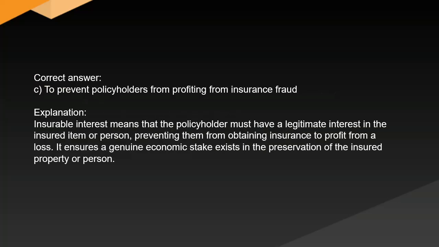Correct answer. C, to prevent policyholders from profiting from insurance fraud. Explanation. Insurable interest means that the policyholder must have a legitimate interest in the insured item or person, preventing them from obtaining insurance to profit from a loss. It ensures a genuine economic stake exists in the preservation of the insured property or person.